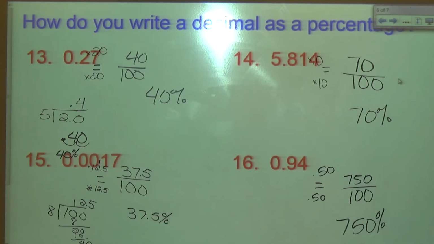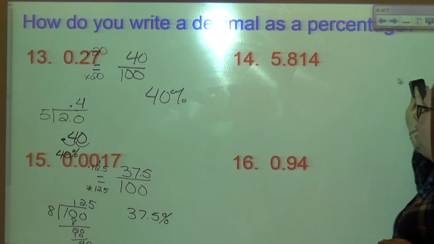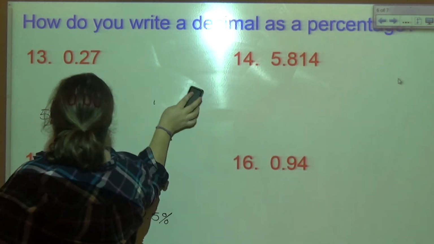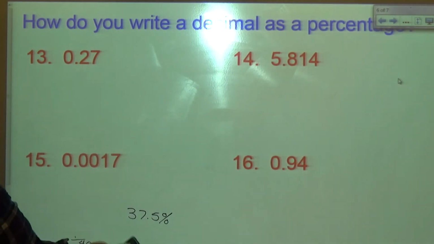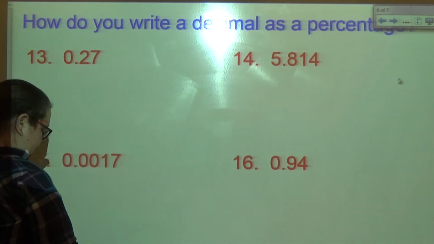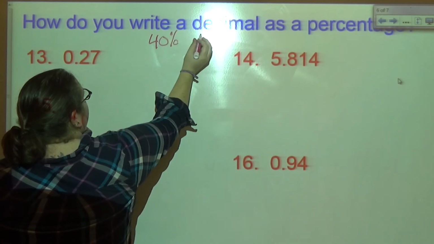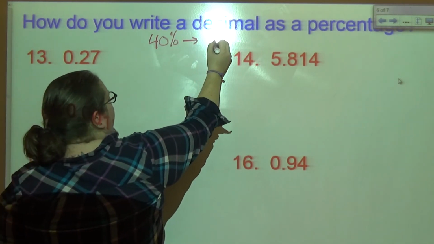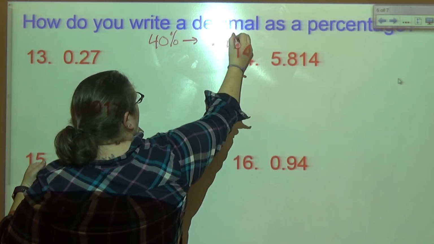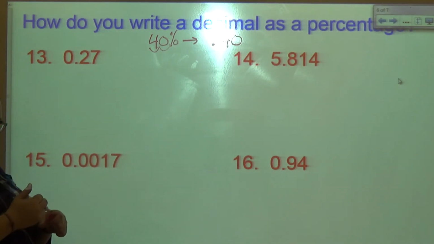Alright, write a decimal as a percent. So this is the opposite. Remember when we had a percent into a decimal, right? When I had 40% and I wanted to turn it into a decimal, I moved it to 0.4, right? We moved it once, twice. Literally, we're just going to do the opposite.